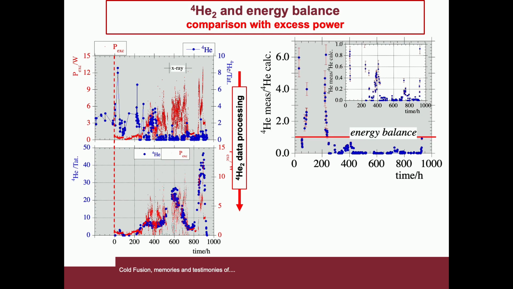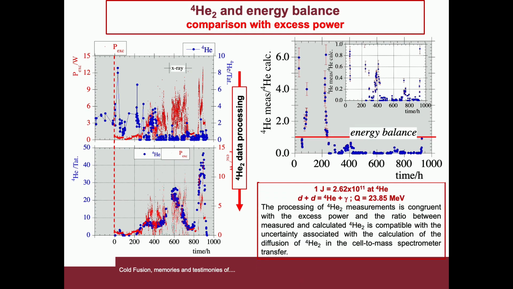The ratio of measured helium to calculated helium is shown in this graph. It's clearly seen in the insert in the graph that basically the energy balance is satisfied within the experimental uncertainty, since this ratio is between 0 and 1. The processing of the helium measurements is congruent with the excess power, and the ratio between measured and calculated helium is compatible with the uncertainty associated with the calculation of the diffusion of helium in the transfer from the cell to the mass spectrometer.